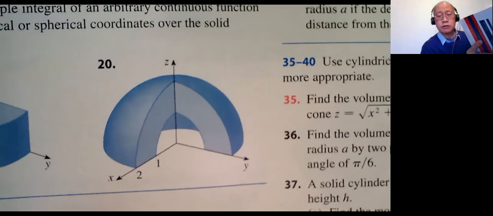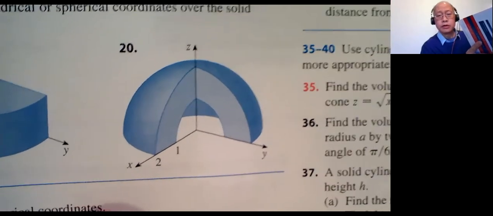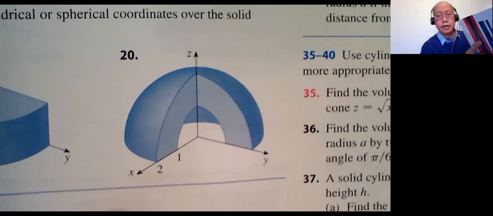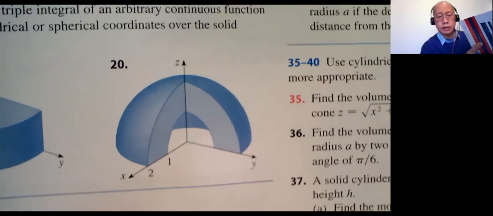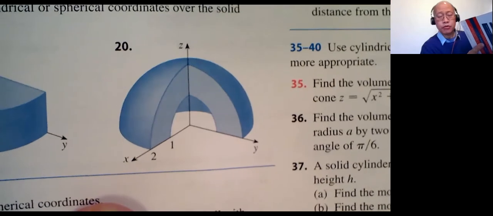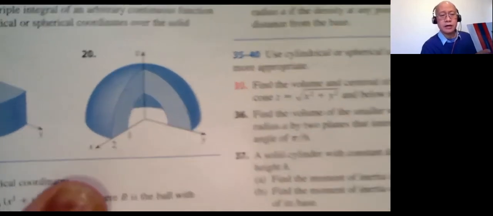Okay, that looks like it's spherical. Where does rho go from? Hint, it's distance from the origin. Rho goes from 1 to 2, doesn't it? There's stuff from 1 to 2. How about theta?